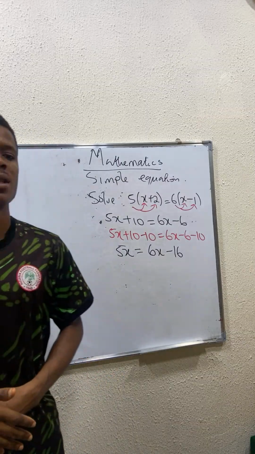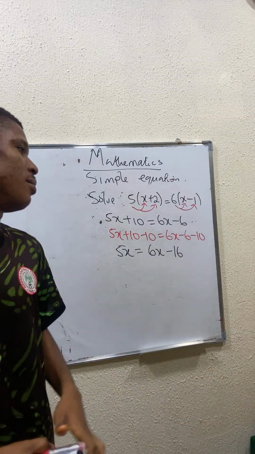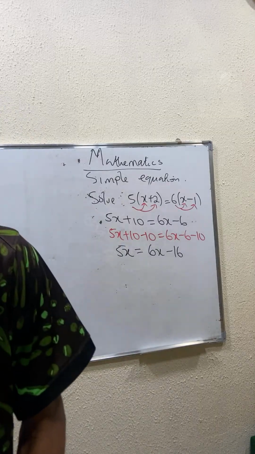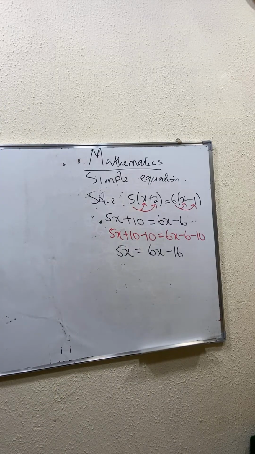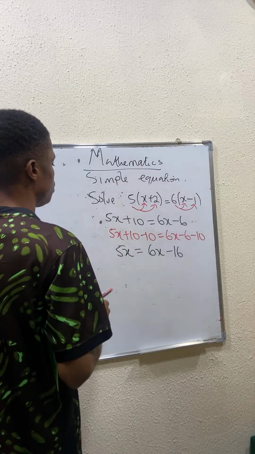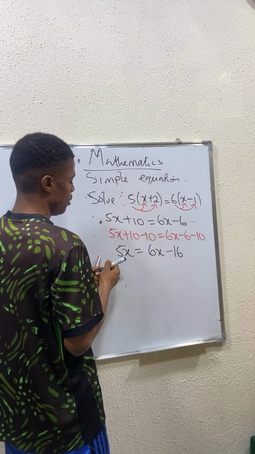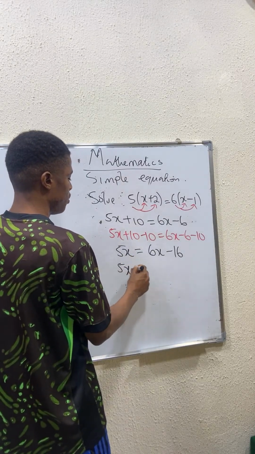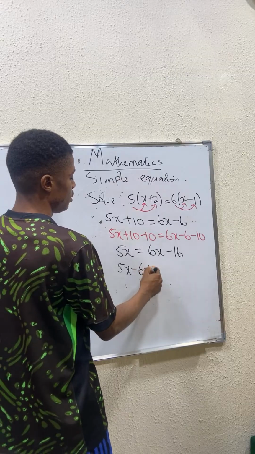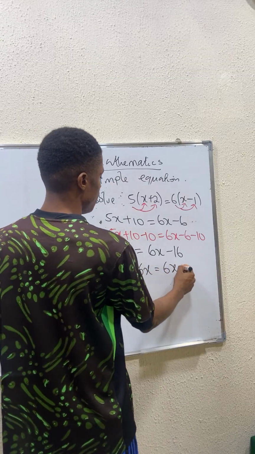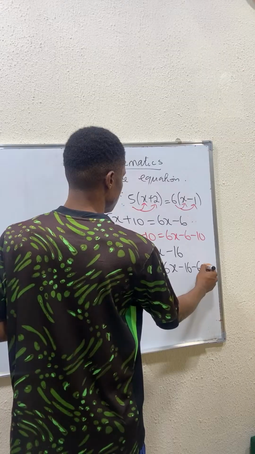What is minus 6? Minus 16. Yeah, minus 16. Okay, good. That's good. So we have 5x minus 6x is equal to 6x minus 16 minus 6x.